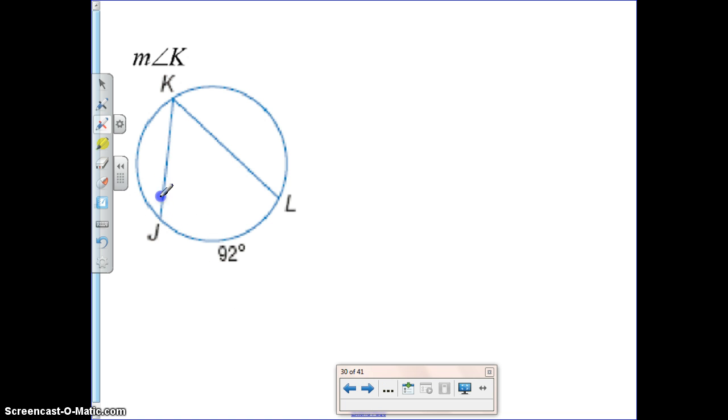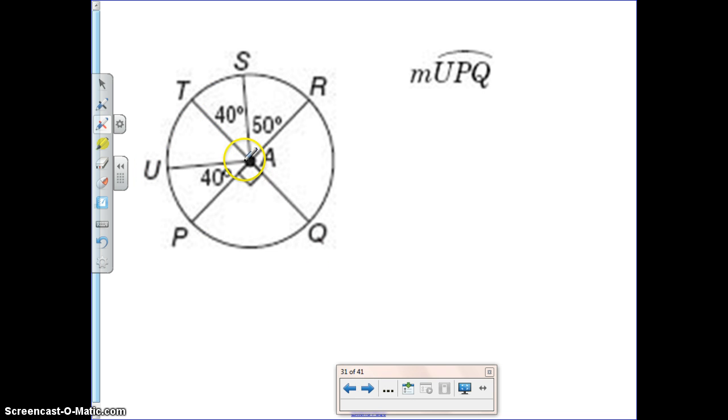Here again, I've got an inscribed angle because I can see my angle is formed on the circle. So whatever the arc is, my angle will be half of it. So my arc here would have to be 46 degrees. Here again, I've got central angles to find UPQ. You can see that we're just going to add those together. So UPQ would be 130 degrees.